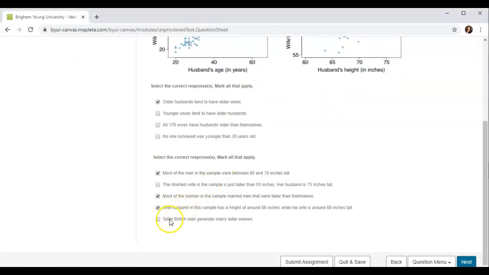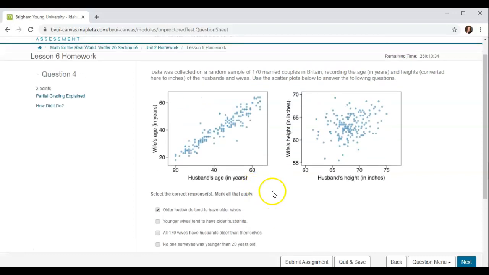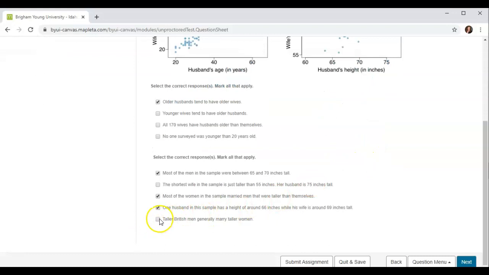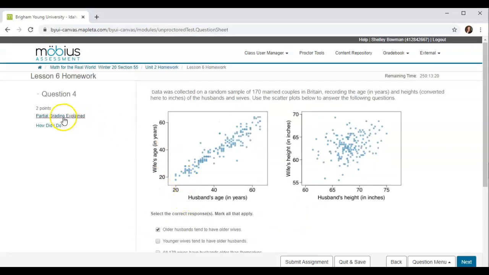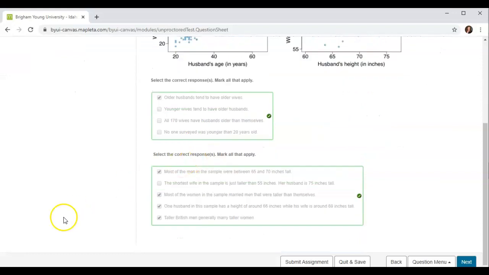And then last, taller British men generally marry taller women. Okay, so we're going to come over here, husband's heights. Taller men, yeah, they do end up having taller wives. If not, that would be down here and it would be shorter. So that's also true. All right, and we can verify that with how did I do? Look for our green check marks and move to the next.